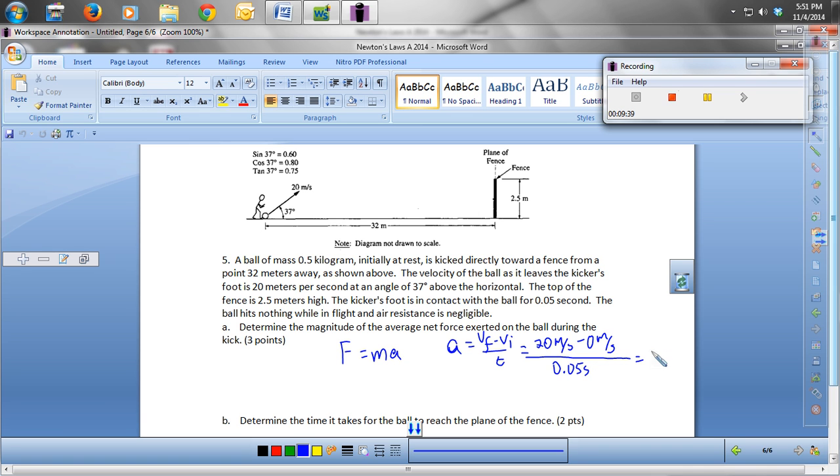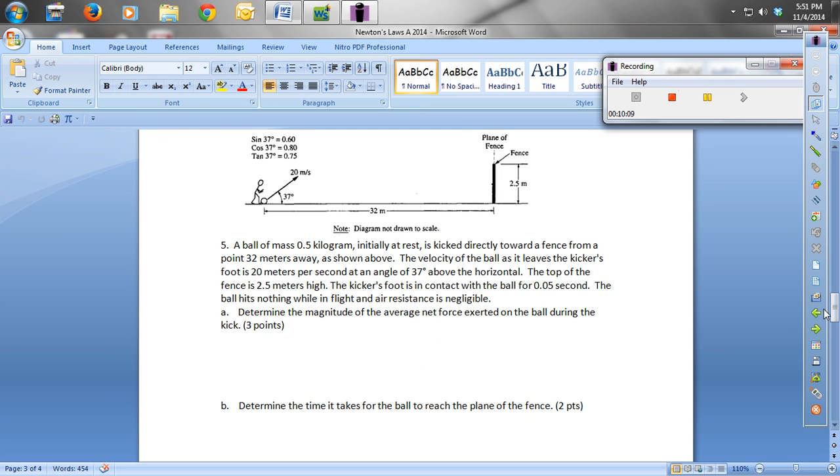So the acceleration wound up being 400 meters per second squared, and it doesn't matter which test you had, it was the same. So F is equal to 0.5 kilograms times 400 meters per second squared. Half of 400 is 200. There's my force. That was 3 points. So again, pause it because I'm fixing to move on. If you want to look at that, shut it down, pause it, and then I'll keep on trucking.